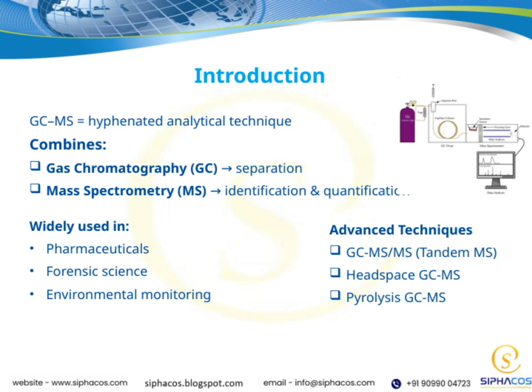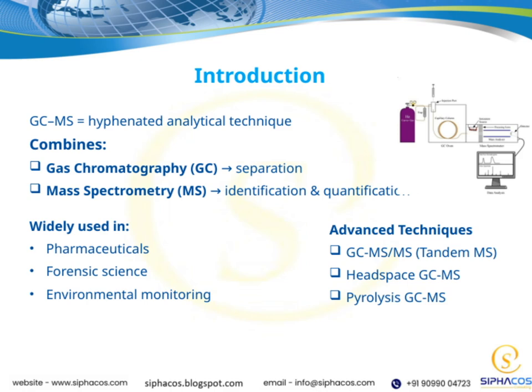Now, to give a quick overview, GC-MS, or gas chromatography mass spectrometry, is a powerful hyphenated technique. It combines two methods: gas chromatography, which separates the components of a mixture, and mass spectrometry, which helps identify and quantify those components. This combination makes GC-MS incredibly versatile.